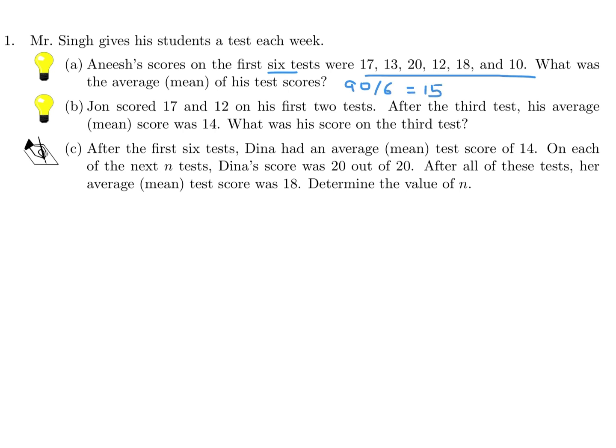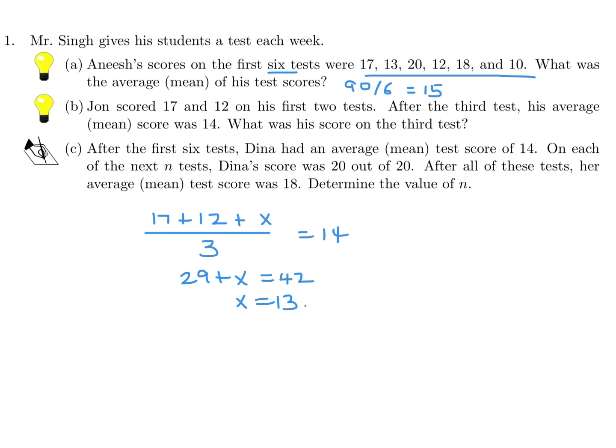John scored 17 and 12 on his first 2 tests. After the third test, his average was 14. What was the score on the third test? So 17 plus 12 plus the third test, which we will call x, divided by 3, they're saying is 14. So you just solve this equation, and when you do, it's 29 plus x, cross-multiply to get 42, and solve to get 13. So 13 was his score on the third test.